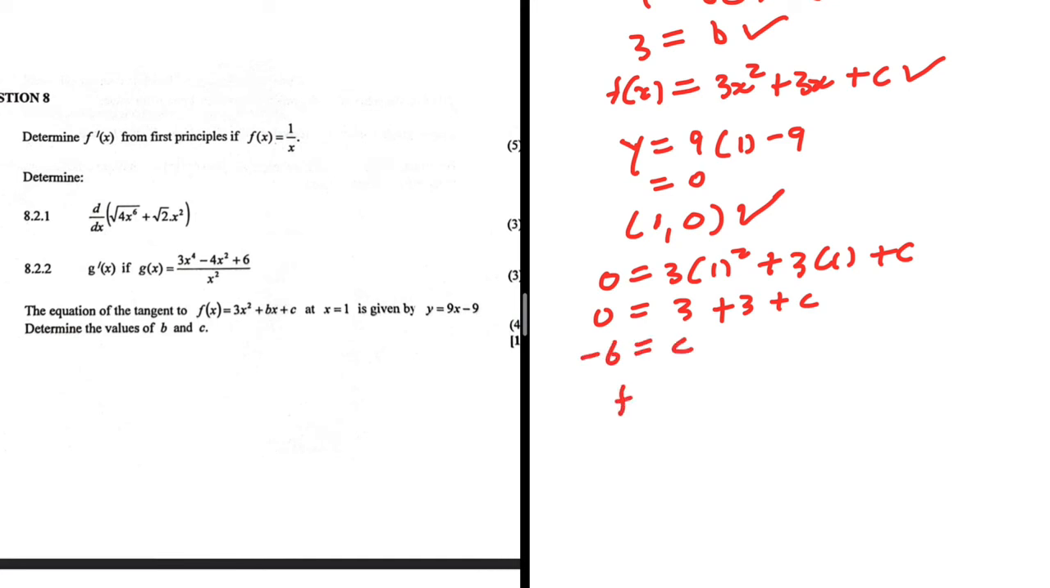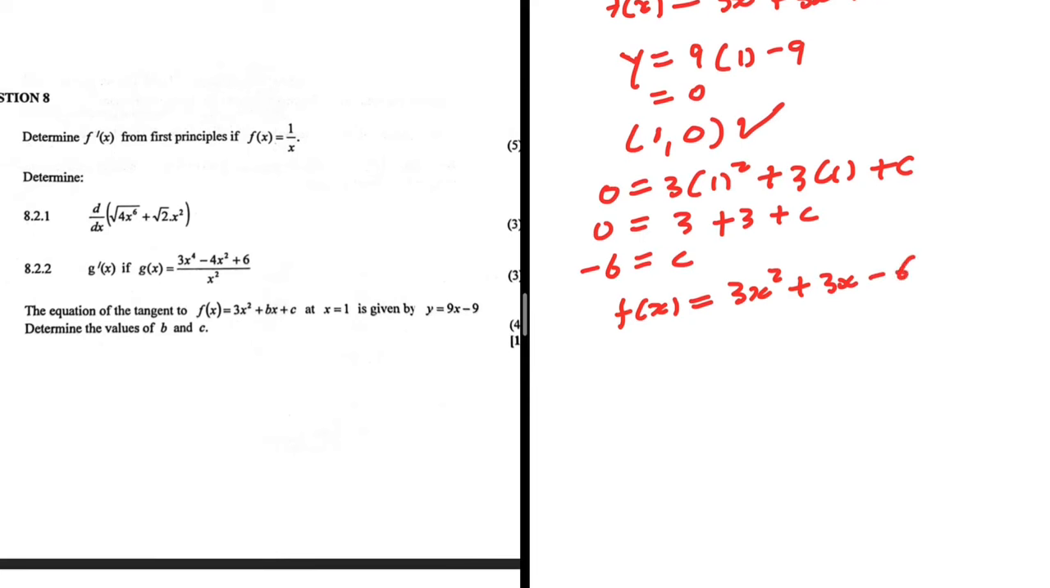So we have b and c. F of x is equal to 3x squared plus 3x minus 6. Let's see if this is correct. We can substitute x equals 1 and see if we get 0.